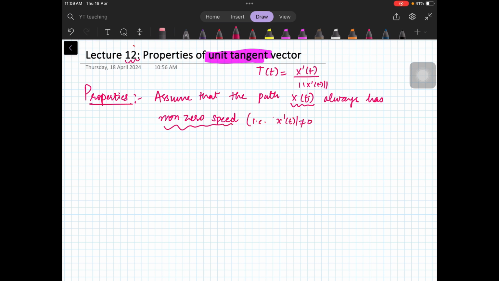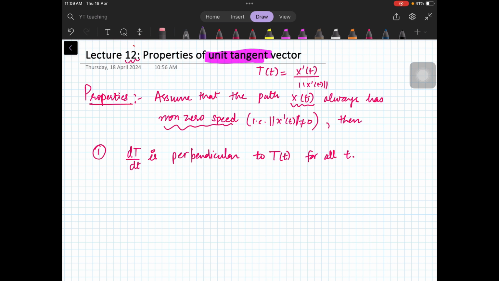Then we have the first property, which says that dT over dt, the rate of change of T with respect to t, is perpendicular to the T vector for all t. This is the first property, and we can just prove it.